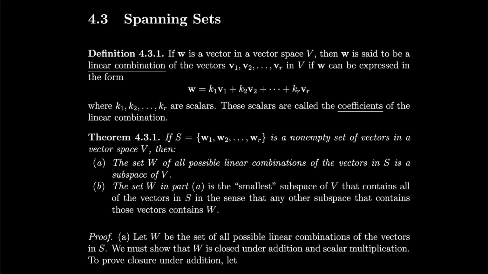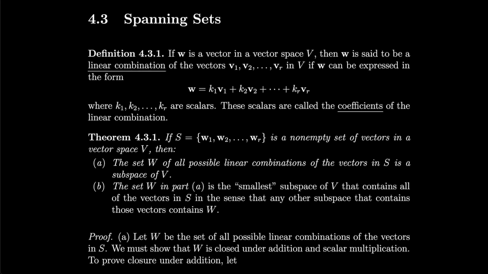the set W of all possible linear combinations of the vectors in S is a subspace of V. The set W in part A is the smallest subspace of V that contains all of the vectors in S, in the sense that any other subspace that contains those vectors contains W.